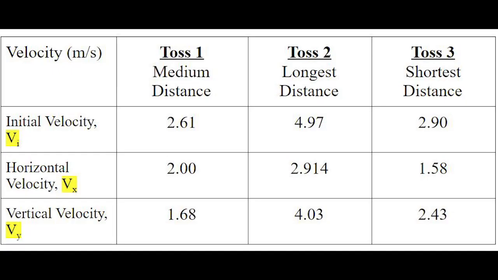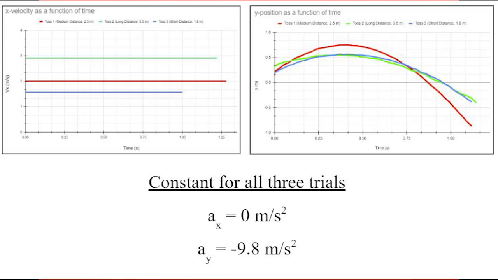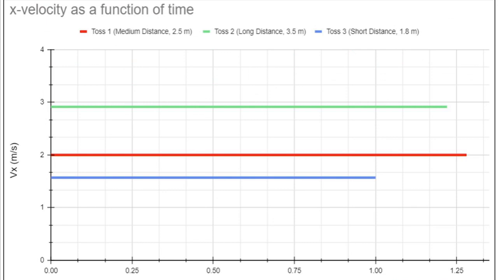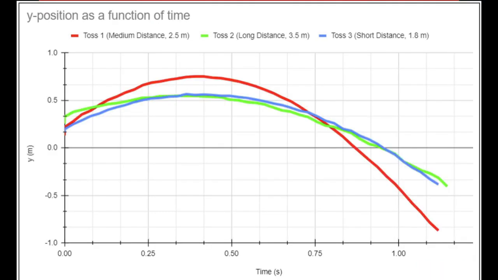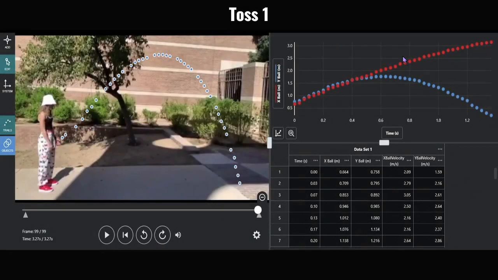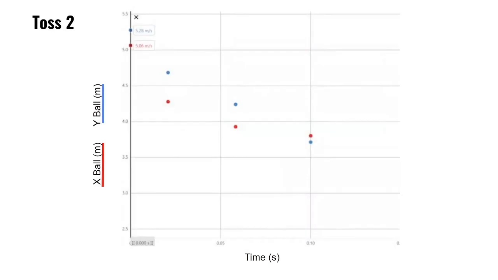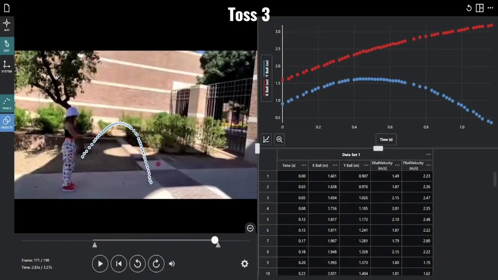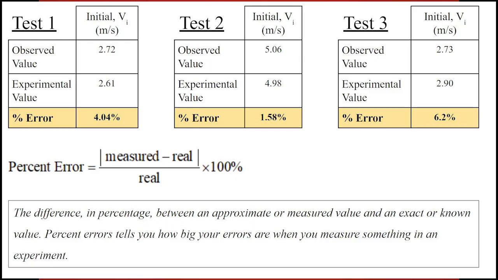These were the final values, or the calculated velocities, of our experiment, along with the created y position and x velocity graphs. But how do they compare to the values found using video analysis? Looking at the created data sets from video analysis, which was done for all 3 tosses, the observed or theoretical values were found. Comparing our calculated values shows how close we approached the observed or theoretical values, with error percentages of 4.04, 1.58, and 6.2 respectively.